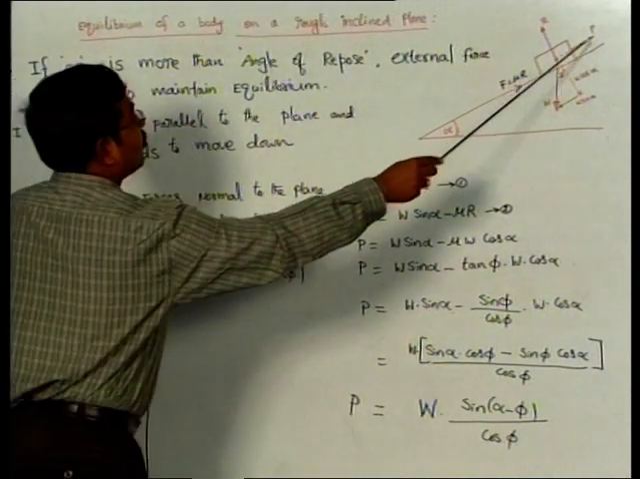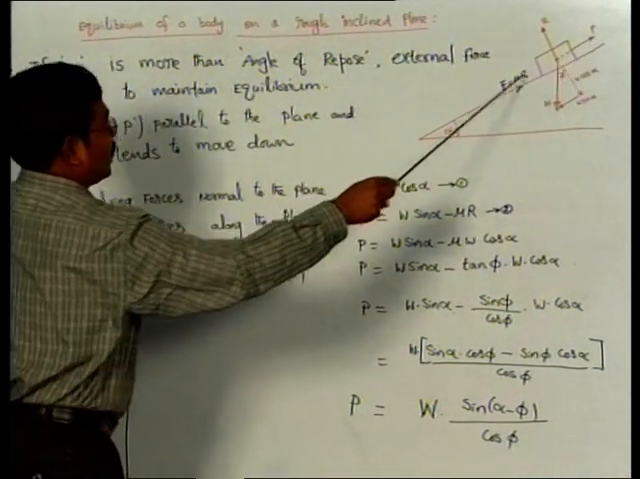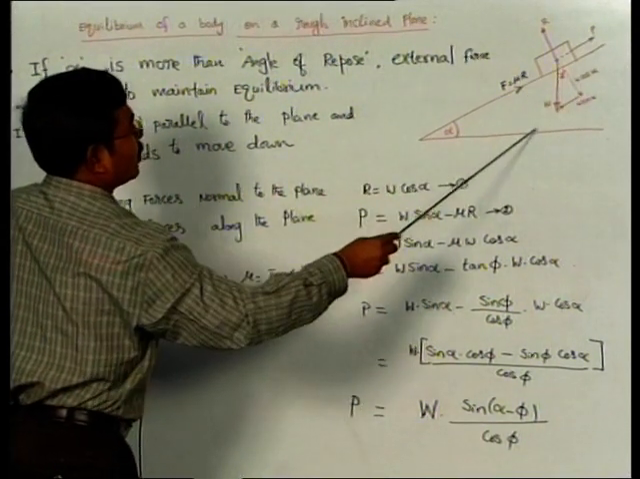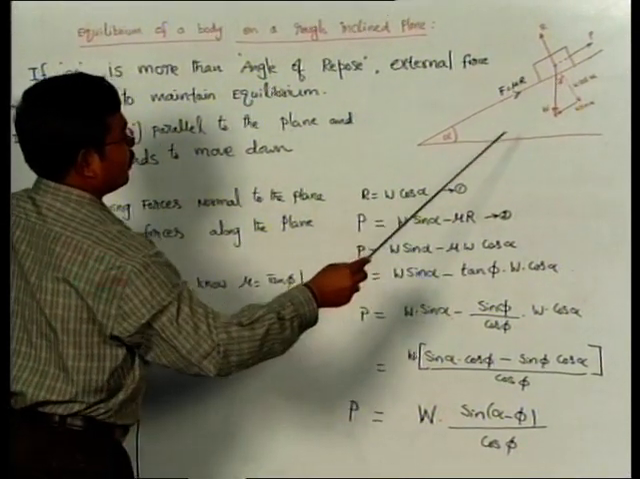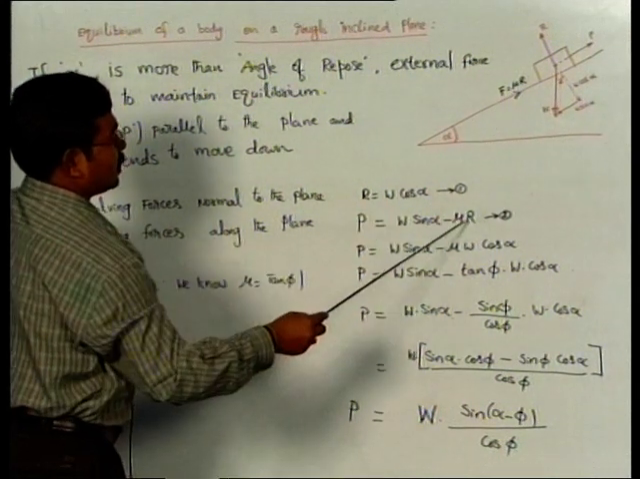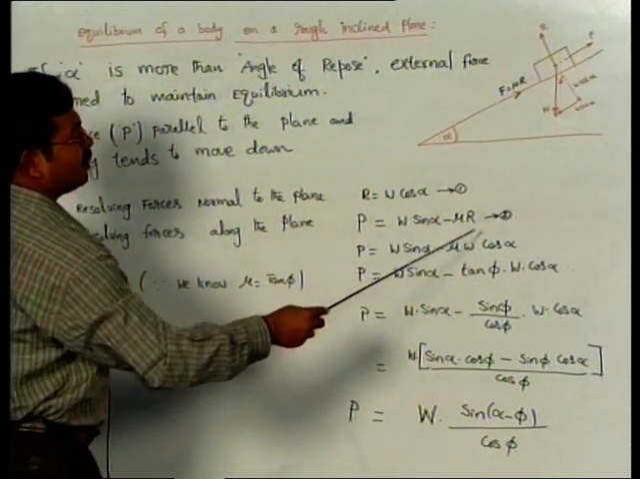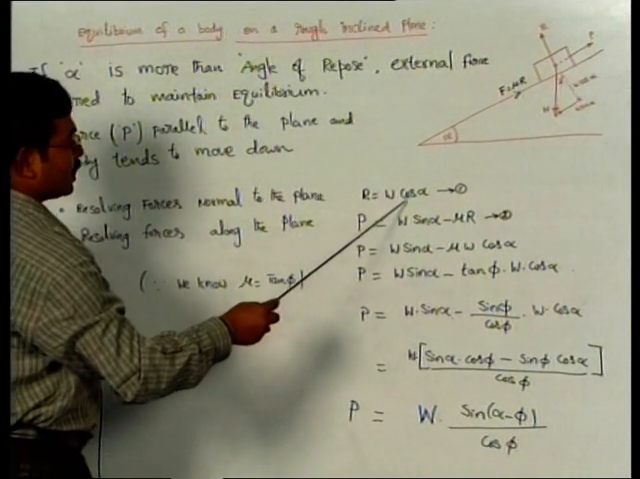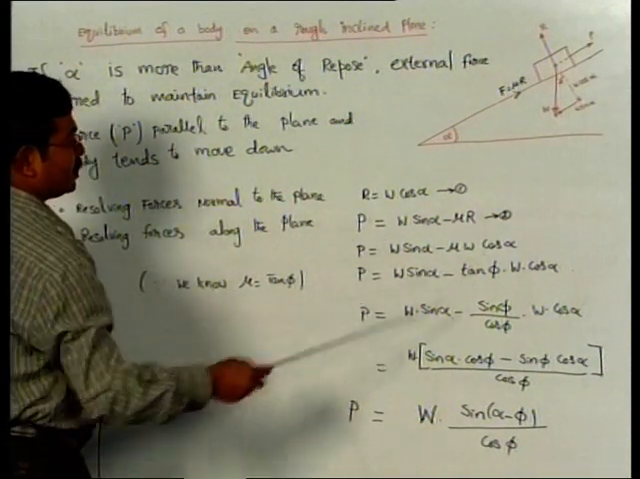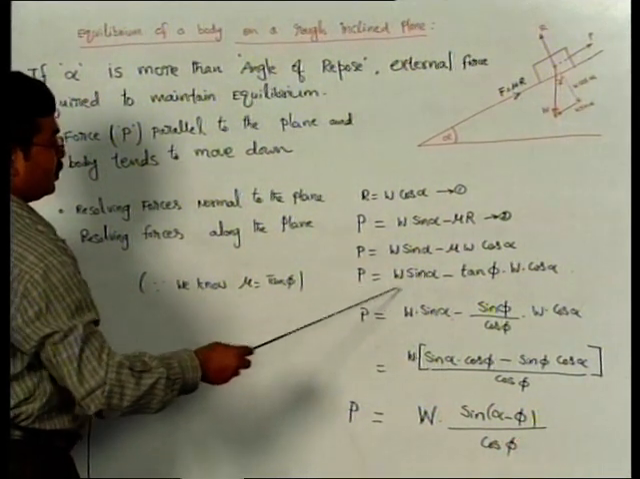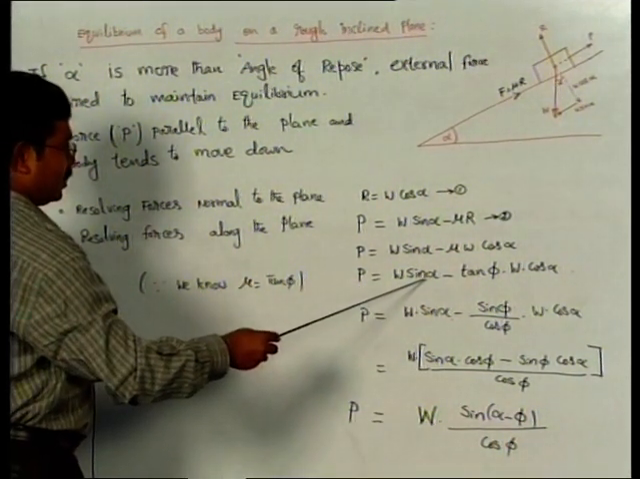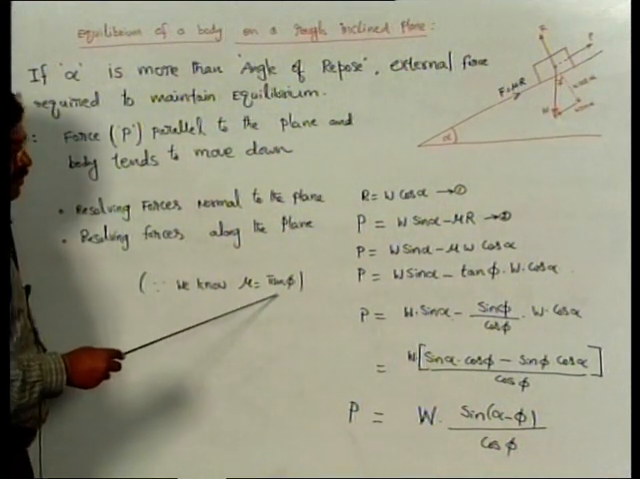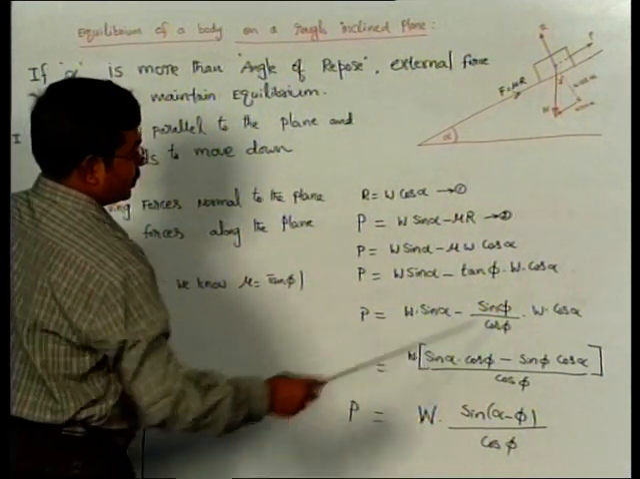So, R is equal to W cos alpha. Similarly, resolving all the forces along the plane, we have P is equal to W sin alpha minus F. Instead of F, I can write mu R. So, P is equal to W sin alpha minus mu R. Instead of R, I can write W cos alpha. Therefore, P is equal to W sin alpha minus, instead of mu, I can write tan phi, because we have the formula, into W cos alpha.